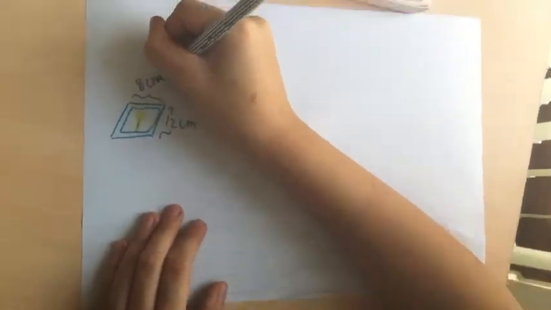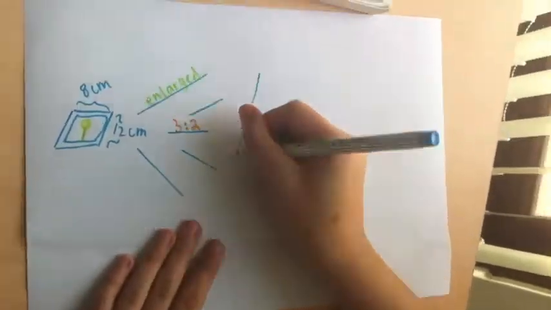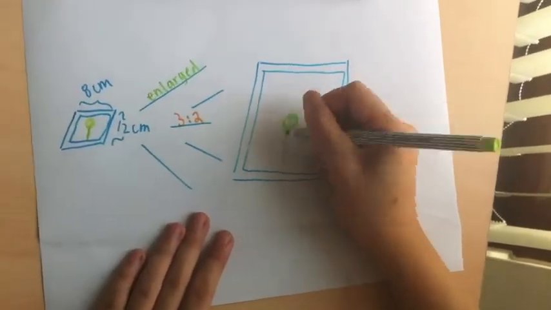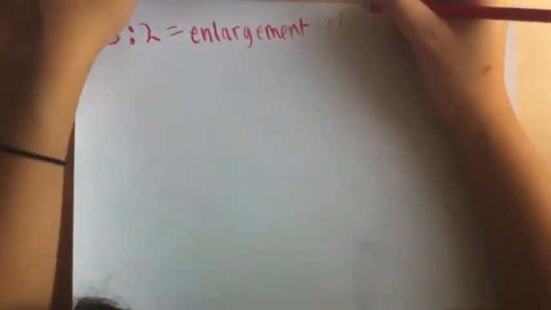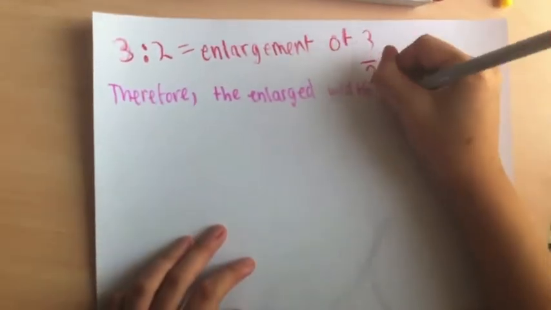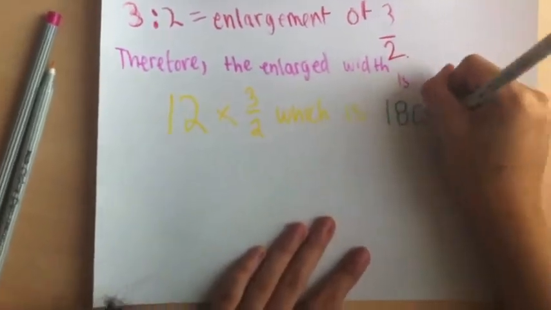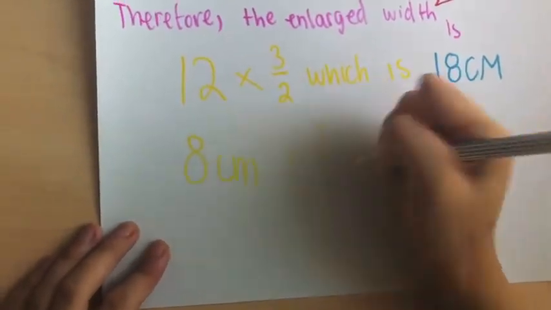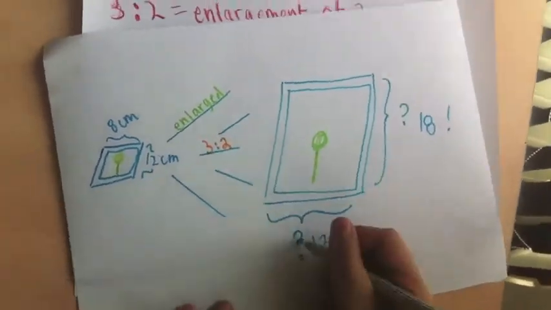So this is our example. You have a picture that is 12 by 8, and then you enlarge it by scale factor of 3 by 2. And then it becomes a bigger picture with a lovely tree. And you want to find out the width and length. So the scale factor is 3 by 2, so you put the 3 over the 2. Therefore, the enlargement width is 12 times 3 over 2, which in turn equals 18 centimeters. And then 8 times 3 over 2 equals 12 centimeters. So the width and length are 18 and 12.